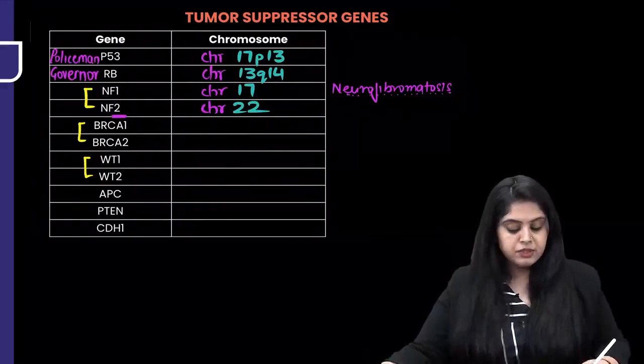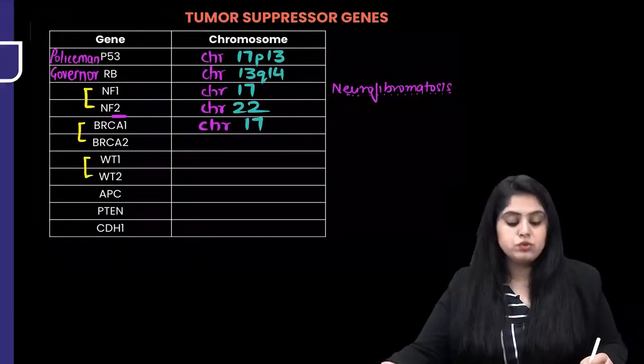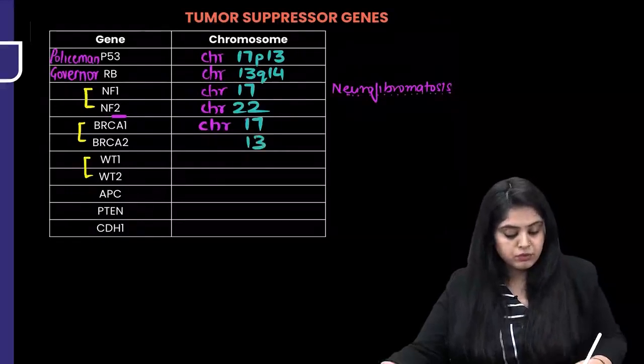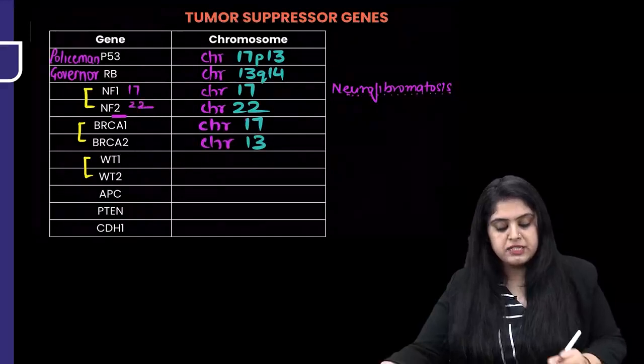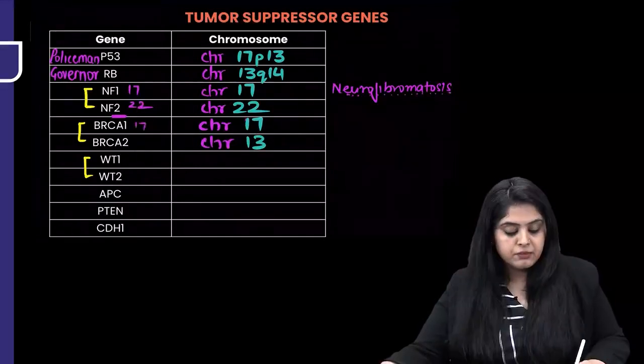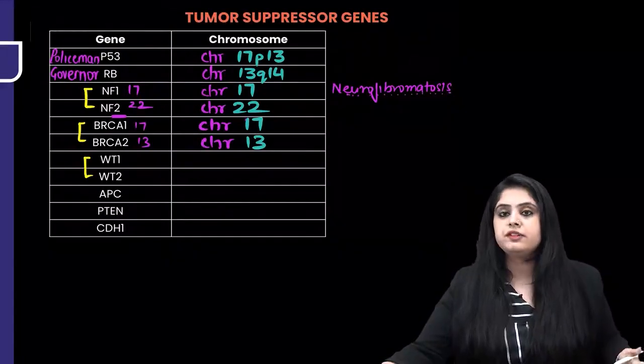Coming to the next, that is BRCA1 and BRCA2. Remember, BRCA1 is also chromosome 17, but BRCA2 changes. BRCA2 is going to be chromosome 13. So remember, for NF1, NF2, you had to learn 17 and 22. For BRCA1, BRCA2, you will learn 17 and 13. That's the only difference. 17, 22, 17, 13.